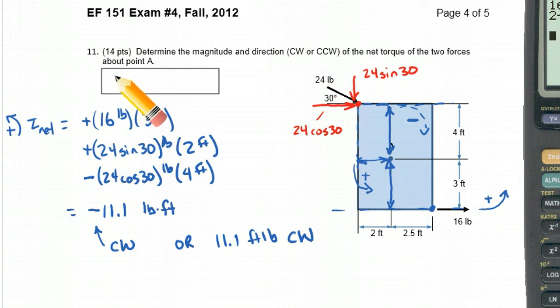So I'll do that. 11.1 foot pounds, units of torque, and the direction, because it asked us that. It did not ask us to give a positive or negative.